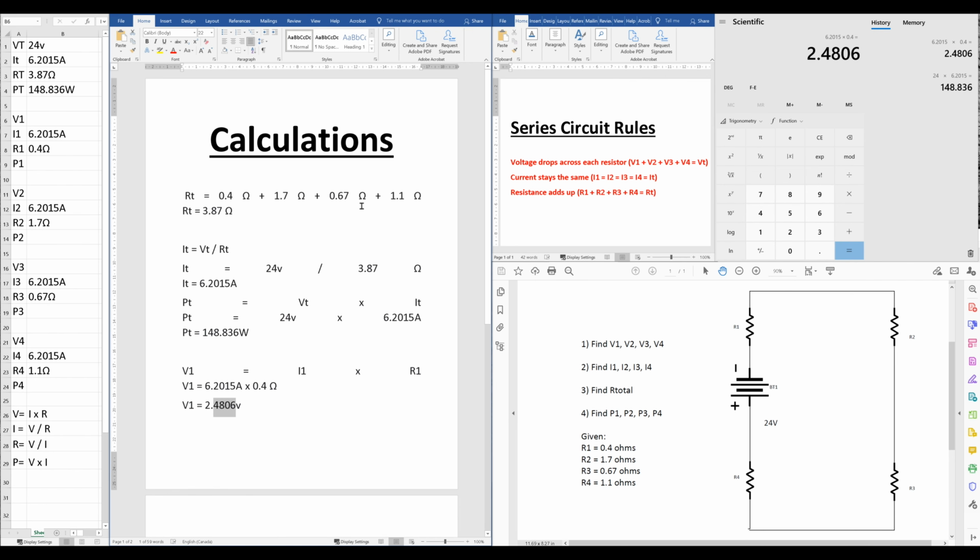Now I want to include 4 decimal places if they're available for every calculation I do when I'm solving electrical circuits, and I'll show you why that's important at the end. You'll notice I did that also with my current value. There were many more in the calculator, but I just wanted the first 4. So I'm going to go ahead and do the rest of these voltage calculations quickly, and I'm going to speed it up.